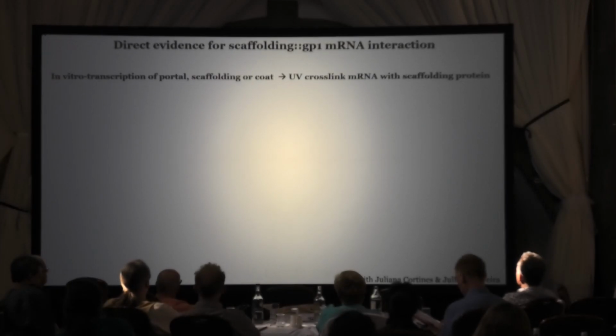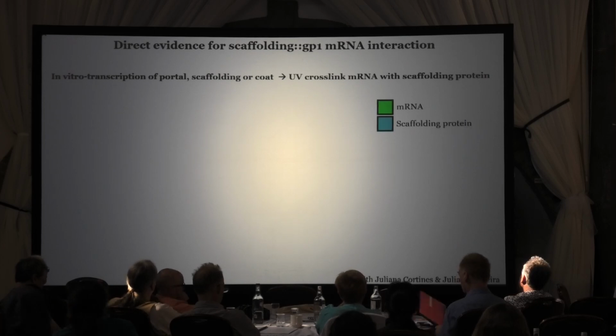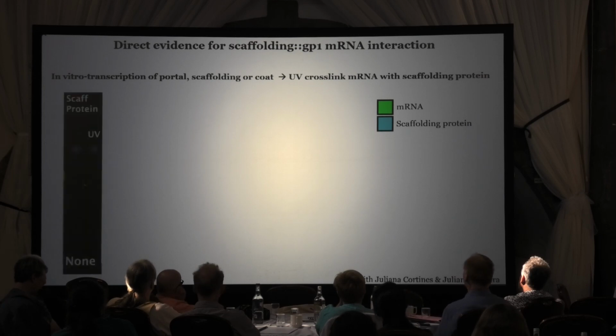So we thought we'd go towards more direct evidence for scaffolding protein interaction with RNAs. And so the method we used was in vitro transcription of portal, scaffolding, or coat RNA. These are single coding frames on a plasmid in vitro transcribed with a T7 system. And then we UV cross-link those mRNAs with scaffolding protein. So in this figure, mRNA will be in green and scaffolding protein will be in cyan.